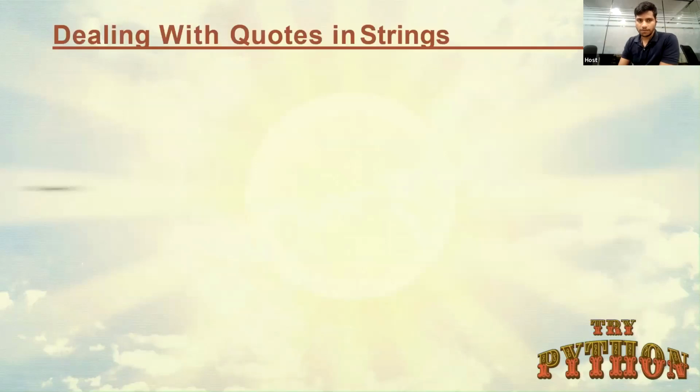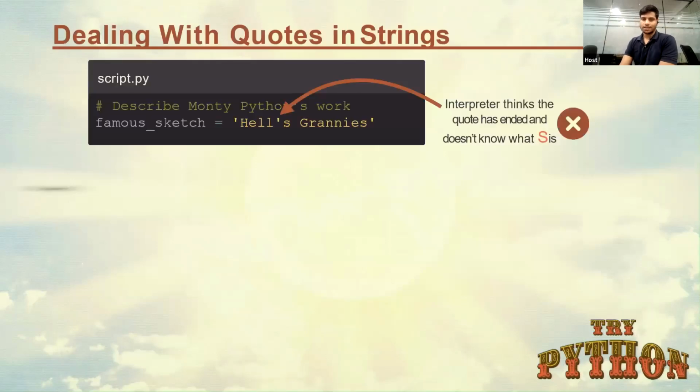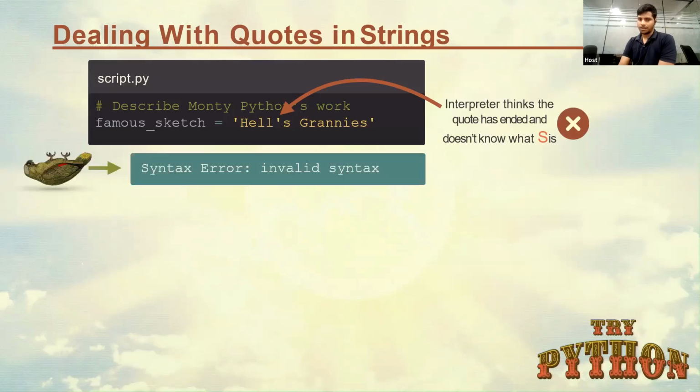Now let's move forward. Now, dealing with quotes in a string. Let's say that you have this type of string. If you try to print it, it will throw an error. Why is it throwing an error? Because you have written hell. In the beginning, you have written one quote. After double L, you have written another quote. And at the end, you have written another quote. In a single value, you have written three quotes.